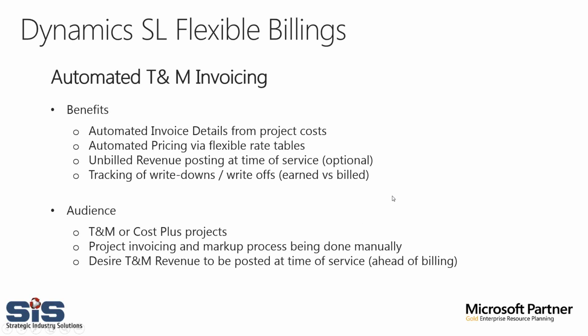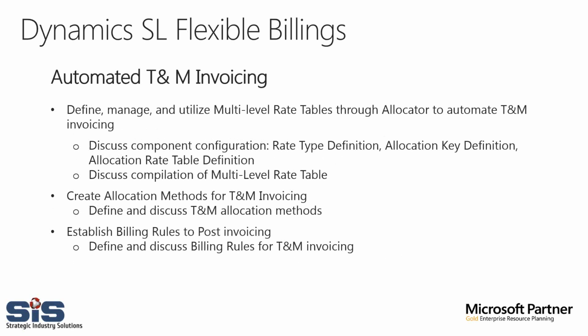Well, let's go ahead and cover this and make sure I've covered everything so far. We've discussed component configuration, rate type, allocation key definition, allocation rate table definition. We've discussed the compilation of the multi-level rate table after you have those key components defined. We've gone through the allocation methods for T&M invoicing and discussed the different factors of that. And we've also gone through the billing rules for T&M invoicing.